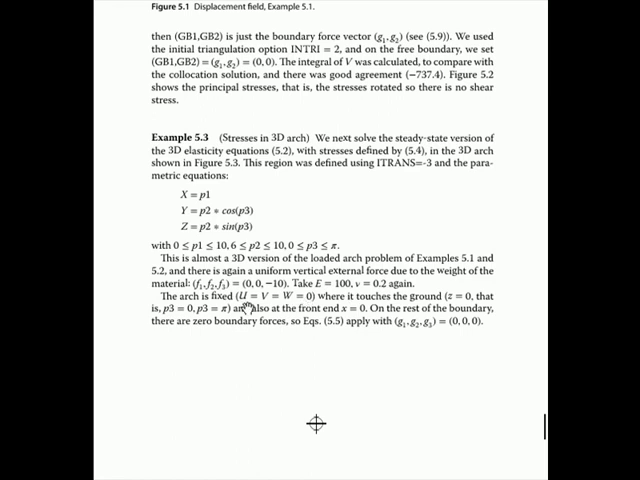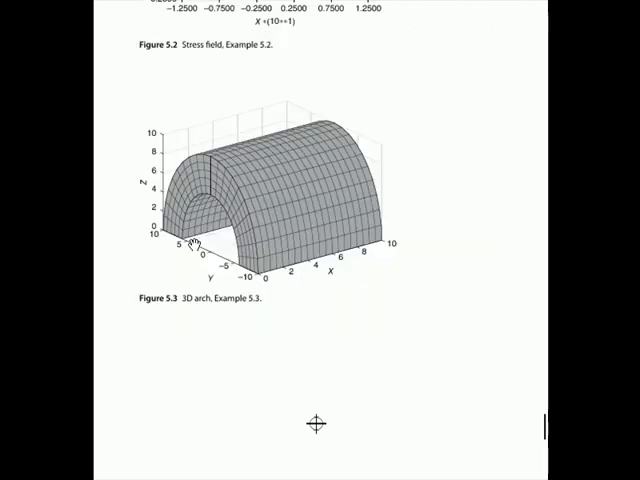And we're going to have 0 displacements on the bottom where the arch touches the ground again, but also at the front. So we'll have zero displacements at the bottom here and the bottom there. That's where P3 is 0 and pi. And the front here where x, or P1, is 0, but not on the back.